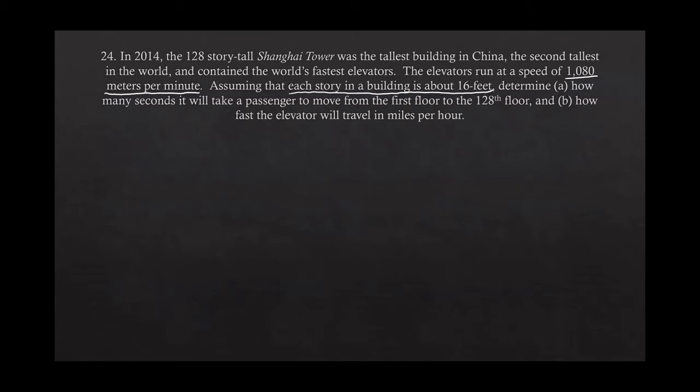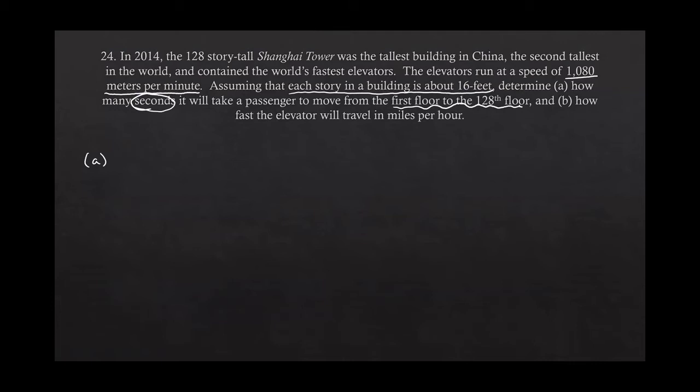Determine A, how many seconds it will take a passenger to move from the first floor to the 128th floor, and B, how fast the elevator will travel in miles per hour. So let's just look at part A to begin with. We want to know how many seconds. That's what we're going to end with. It'll take a passenger to move from the first floor to the 128th floor. So we're basically taking this distance of floors and converting it into time in seconds.